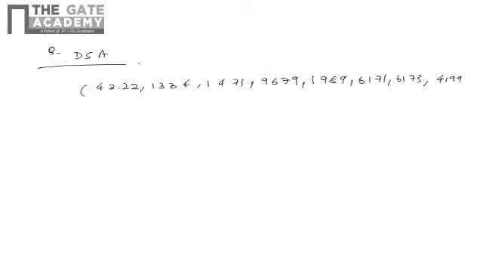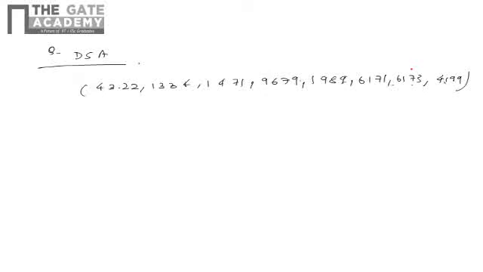Fine, so the array which has been given for inputting the values is 4322, 1334, 1471, 19679, 1989, 6171, 6173, 4199. I didn't leave any value. It is 1 2 3 4 5 6 7 8.